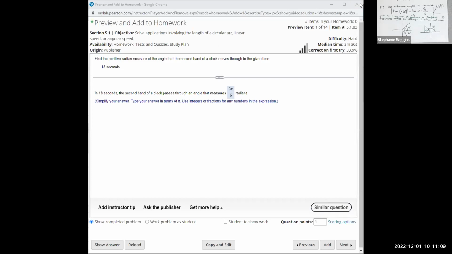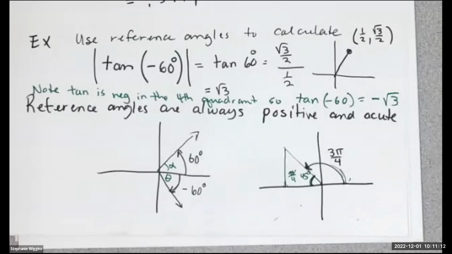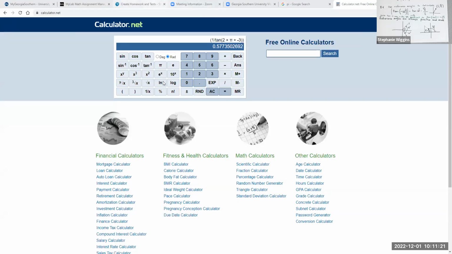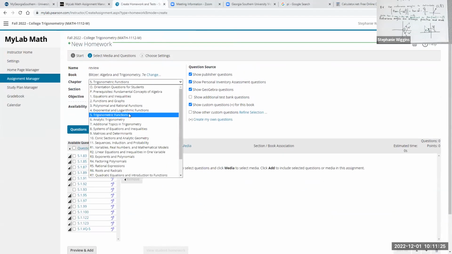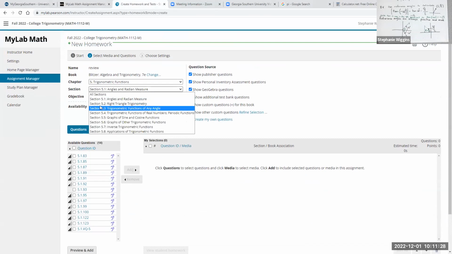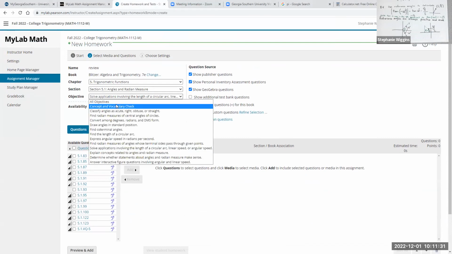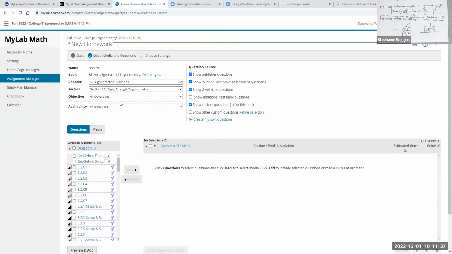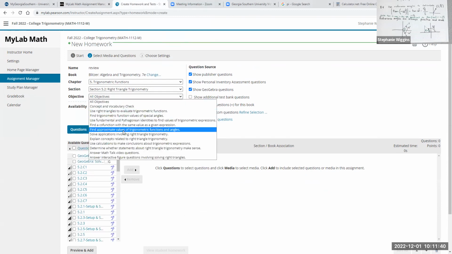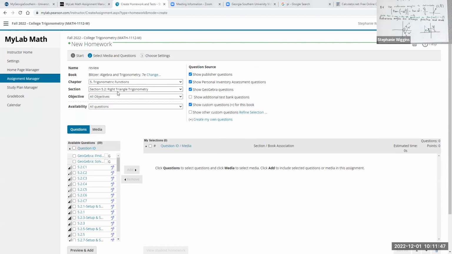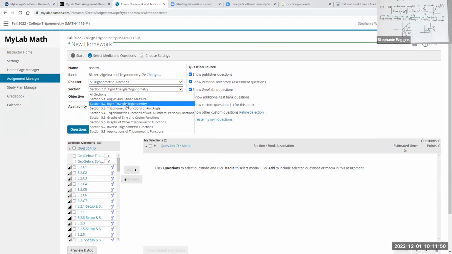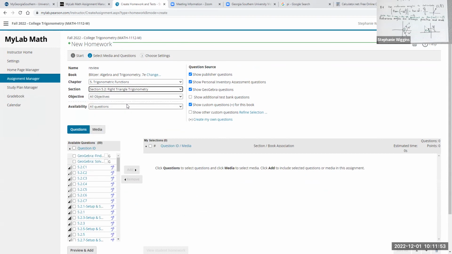Let's see. Why did I do that? Oh, here we go. Must be 5.2. I think it is.